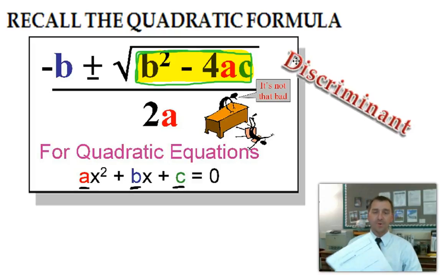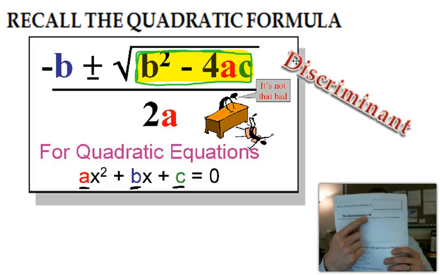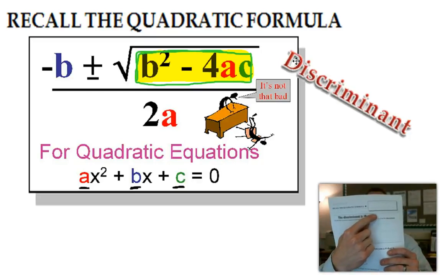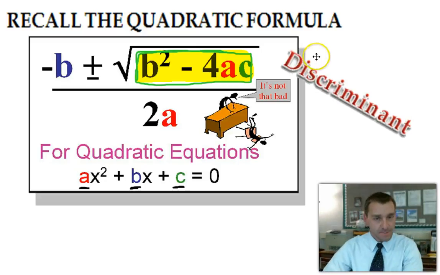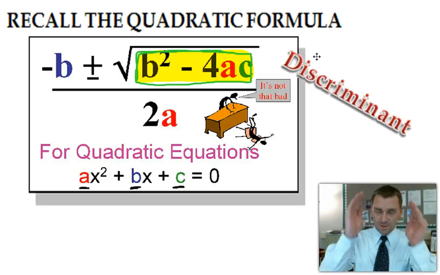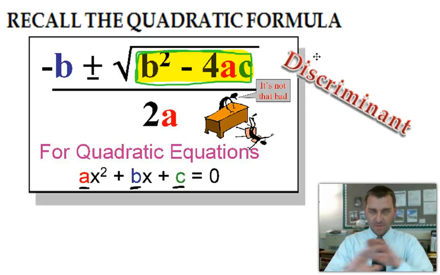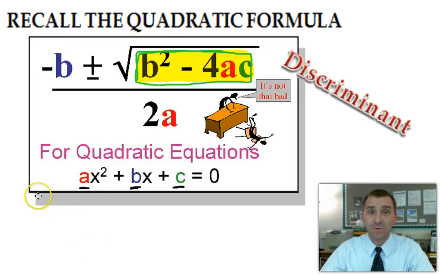So what I would do is right here on your paper where it says the discriminant is, I'd write b squared minus 4ac. So that b squared minus 4ac is not the square root, just b squared minus 4ac. Not all the rest of the quadratic formula. Just b squared minus 4ac. That's the discriminant. So what we do is we use this b squared minus 4ac with simple equations.